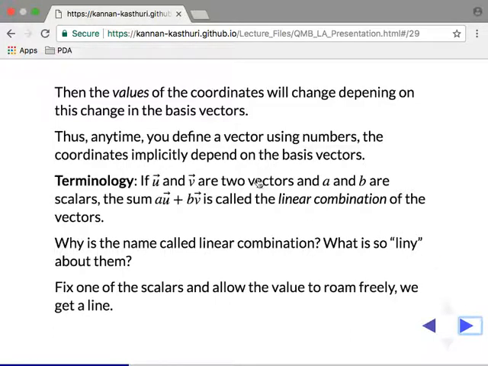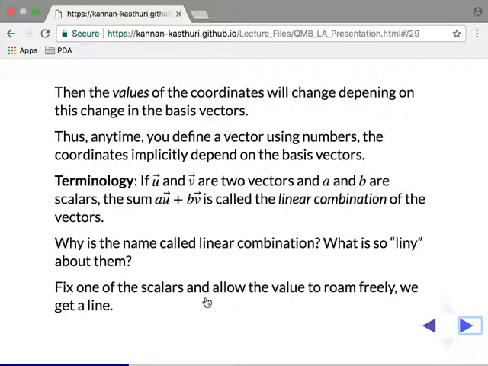So that's what a linear combination is. If you have two vectors u and v, and a and b are any scalars, then au plus bv depends completely on, and is defined implicitly by, the basis vectors u and v. That's why it's called a linear combination. You are adding, so it's linear, and it's a combination of two vectors. But what's so linear about it?